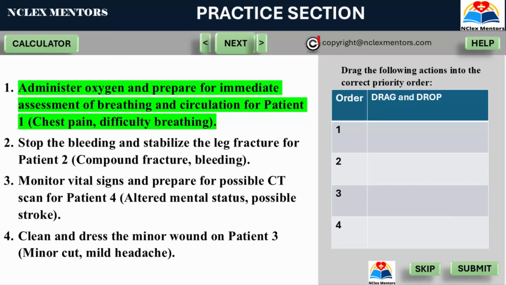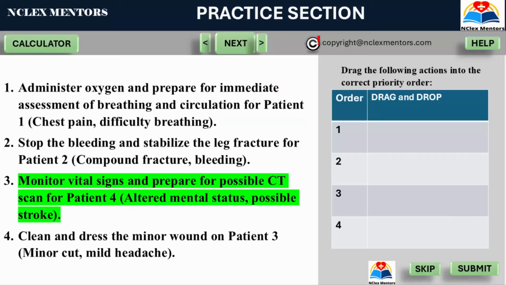This aligns with the ABCs, airway, breathing, circulation, prioritization framework, and it's also in line with Maslow's hierarchy of needs, where physiological needs, air, oxygen, circulation, always take priority.